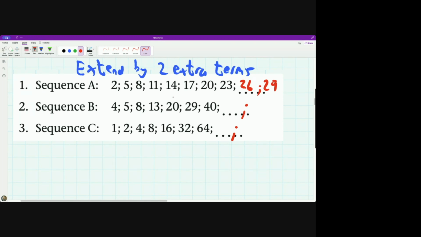Now, what about sequence B? What do we think is going to happen there? It doesn't go up in 3s. Maybe somebody can help us. This is a tricky one. Put your hand up if you feel like you might have a little bit of a helping hand for us.